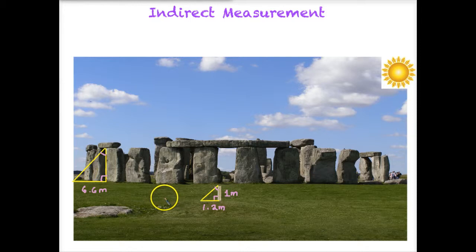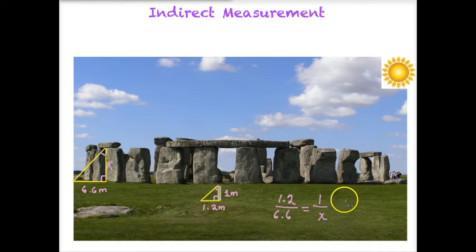Go ahead and pause the video and see if you can solve for x, the height of this stone. Okay, you should have set up proportional ratios. We can say that this small triangle, the length of the shadow, is going to be proportional to the larger triangle's shadow. So that's our ratio. And then we can set up another ratio with the heights. So we have a 1 meter stick, and we're trying to determine the height of this stone.